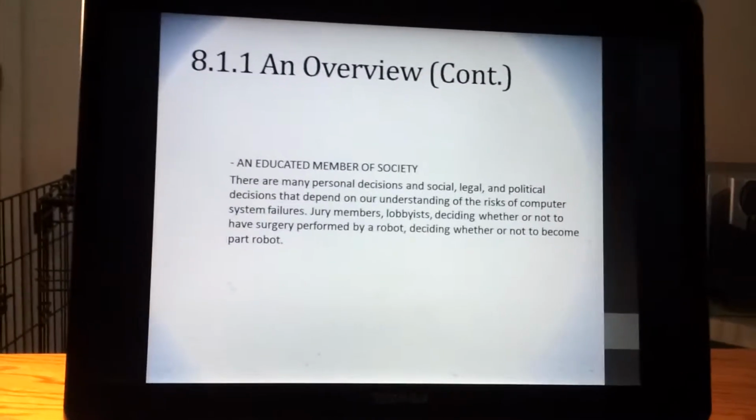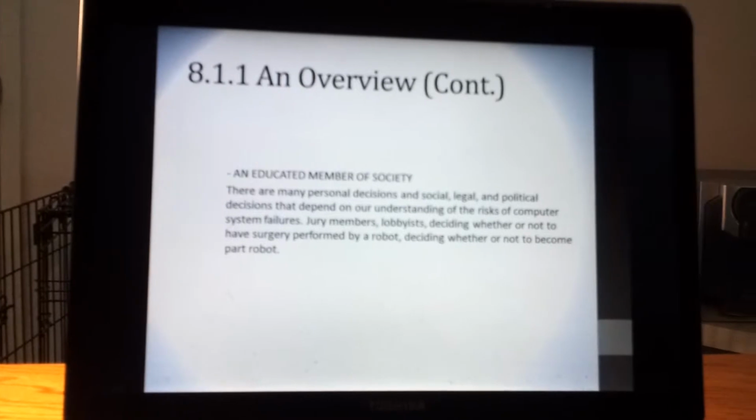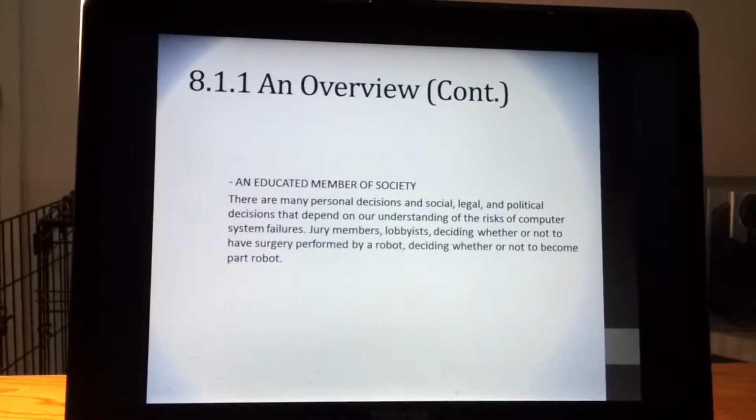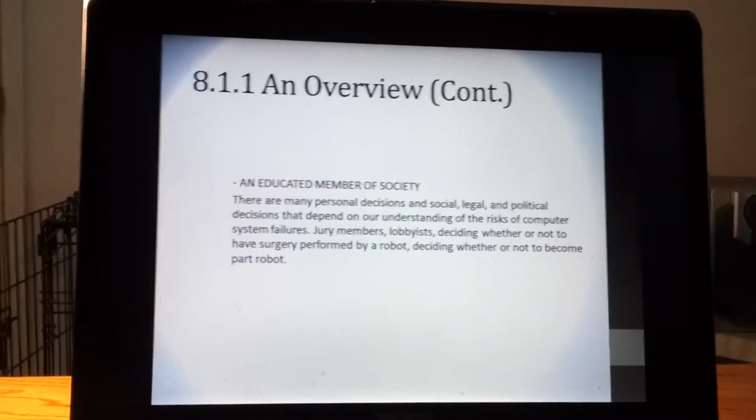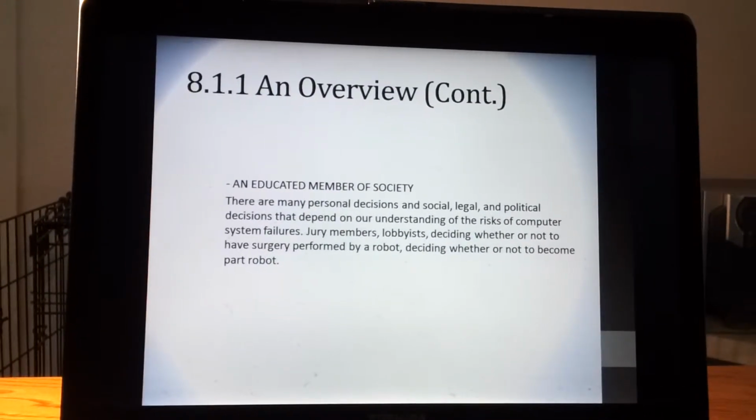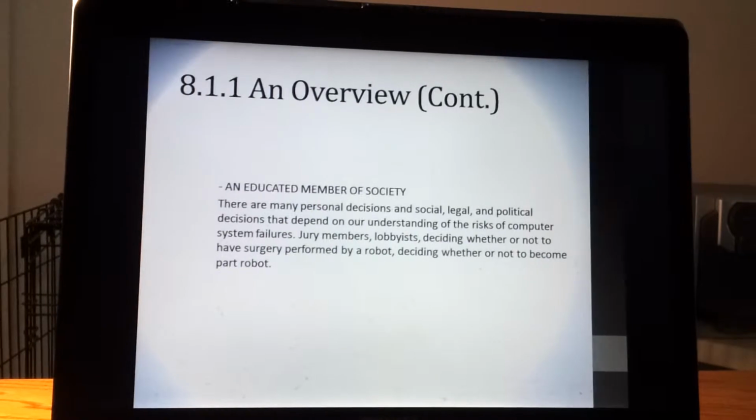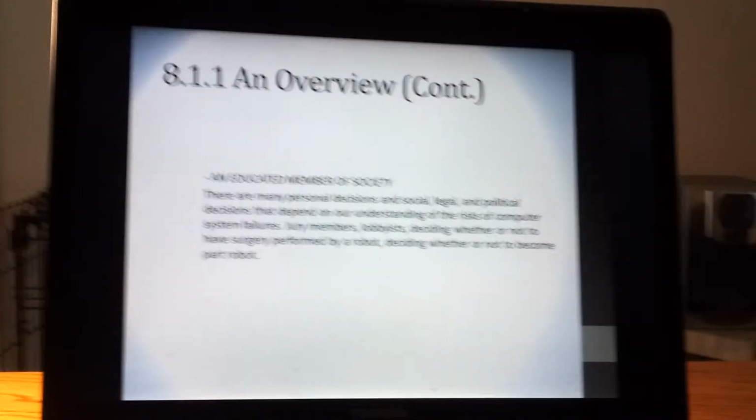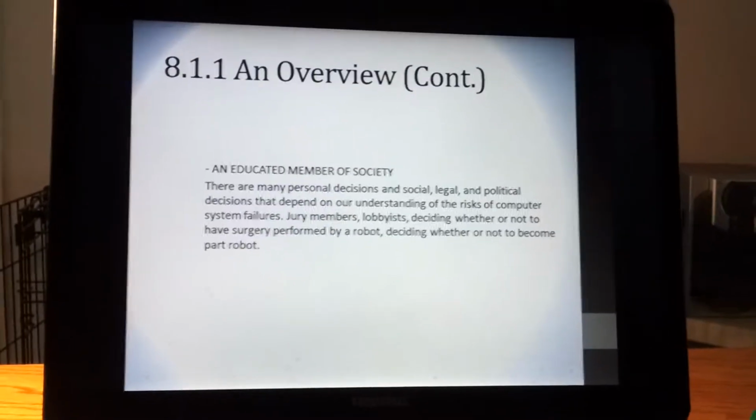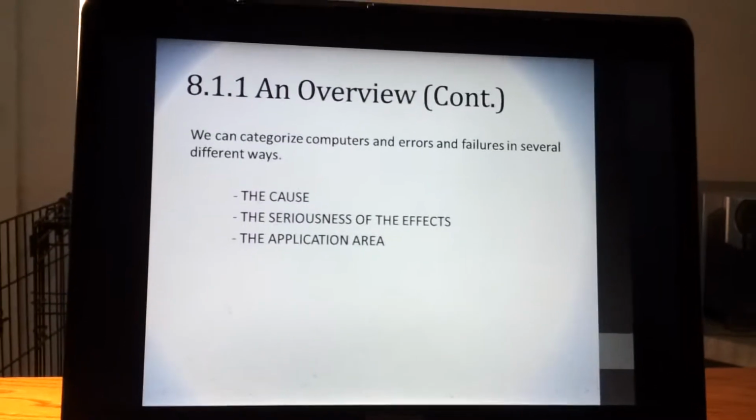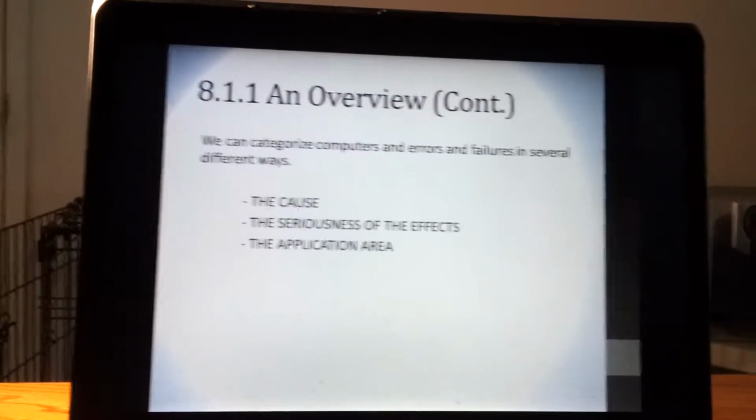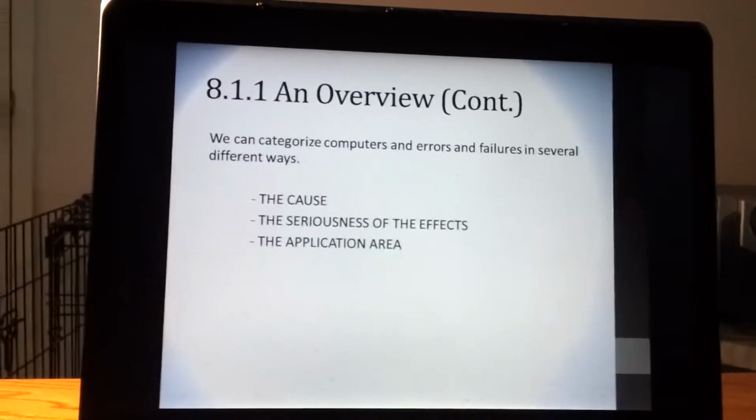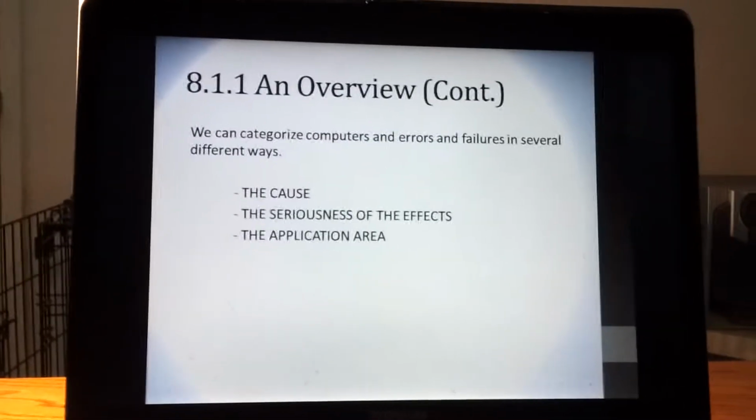Or you might be an educated member of society. There are many personal decisions and social, legal, and political decisions that depend on our understanding of the risks of computer system failures. Jury members, lobbyists, deciding whether or not to have surgery performed by a robot, deciding whether or not to become part robot. These are all things where these questions come into play. We can categorize computers and errors and failures in several different ways: the cause, the seriousness of the effects, and the application area.